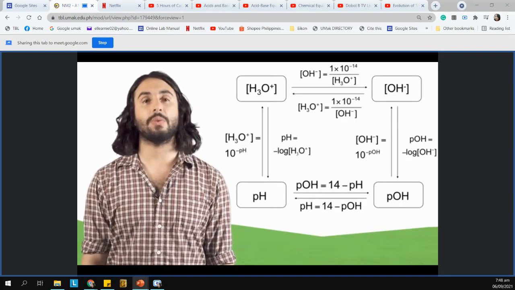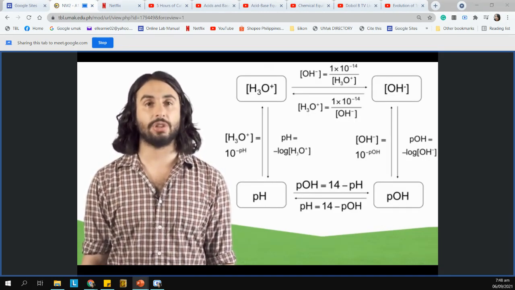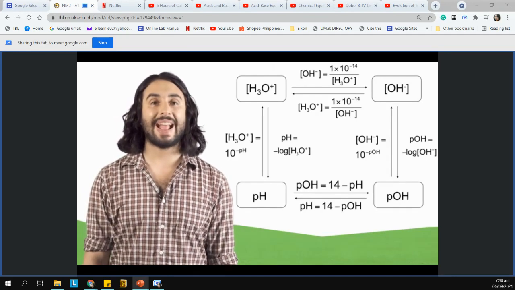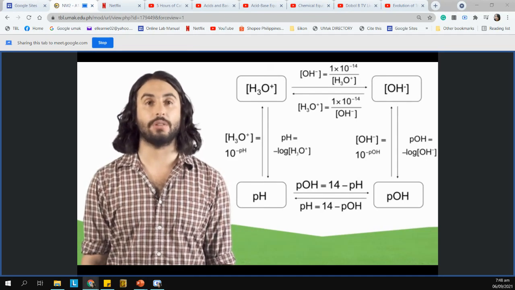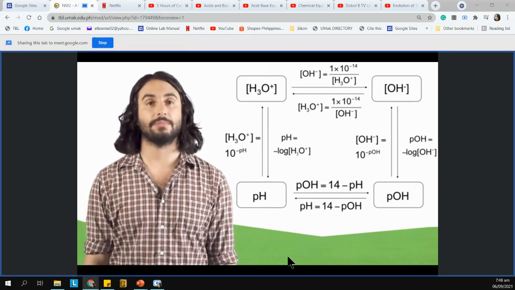Between these relationships, we can relate pH, pOH, hydronium concentration, and hydroxide concentration, and we should be able to get from one to any of the others using this chart. Let's check comprehension.